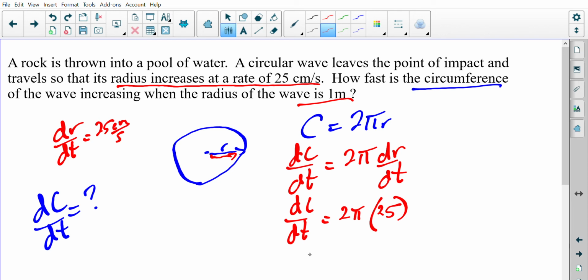And then, of course, this would just be, I'm just going to leave it, dc over dt. So 2 and 25 is 50 pi. Circumference would be measured in centimeters every second. So the time here will always match up with the time over here. So that was a pretty easy one, straightforward.